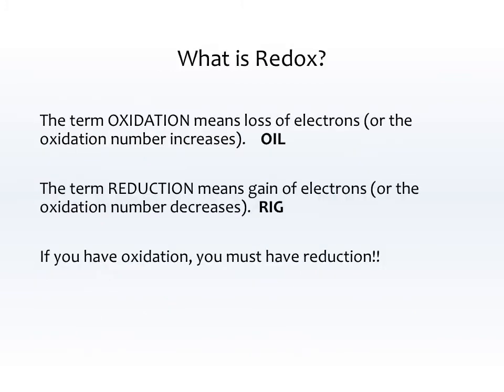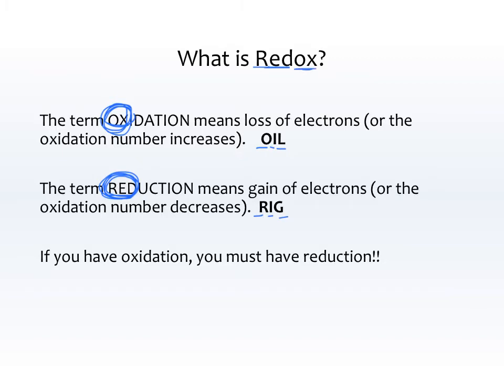So how do oxidation numbers help us determine what is redox? Well, the term oxidation means loss of electrons, or the oxidation number increases. And the term reduction means gain of electrons, or the oxidation number decreases. This oil rig is there to help you remember. Oxidation is loss of electrons. Reduction is gain of electrons, so OIL RIG. And the word redox comes from reduction oxidation.